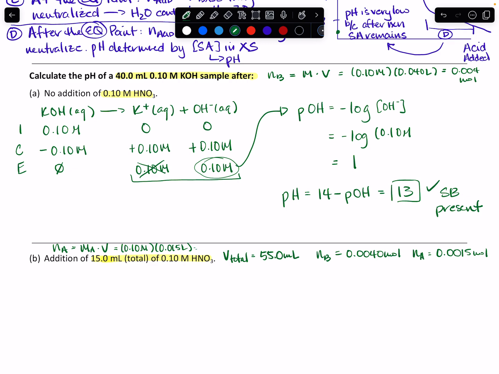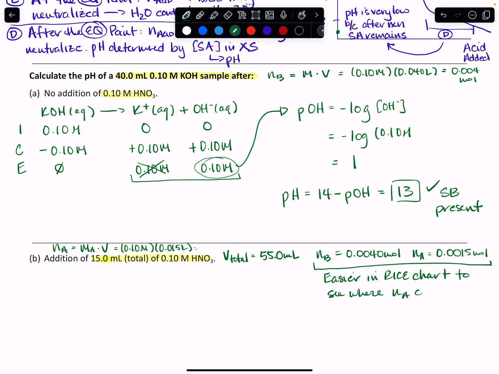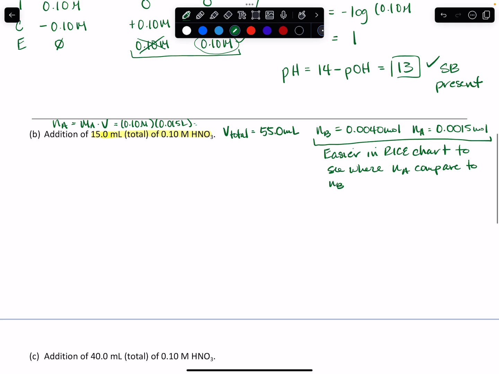But again, you don't have to do it this way. I just do it this way because I feel it is easier in that RICE chart, to see where we are, where the moles of acid compare to those moles of base. All right, so what do I mean by that?